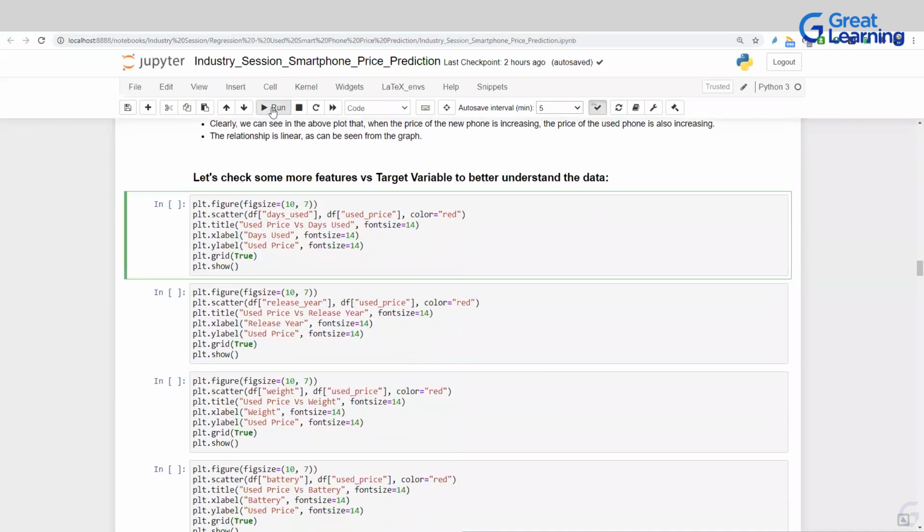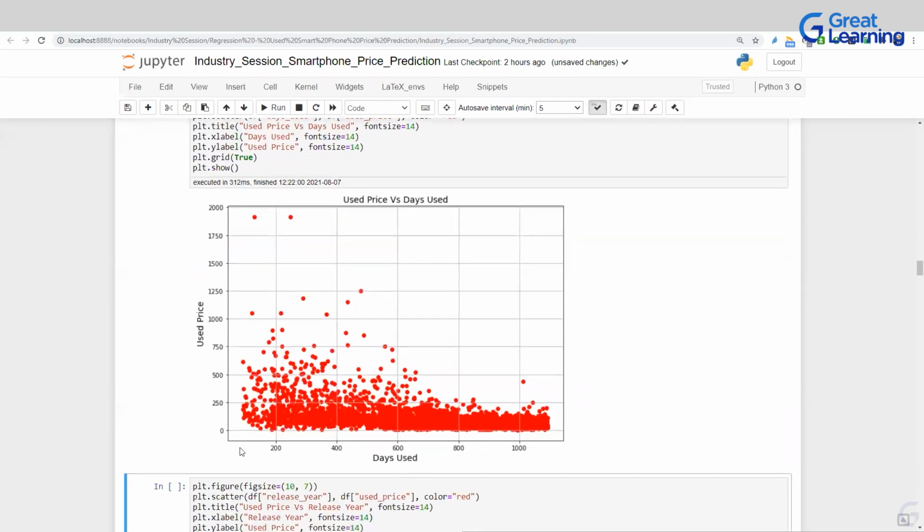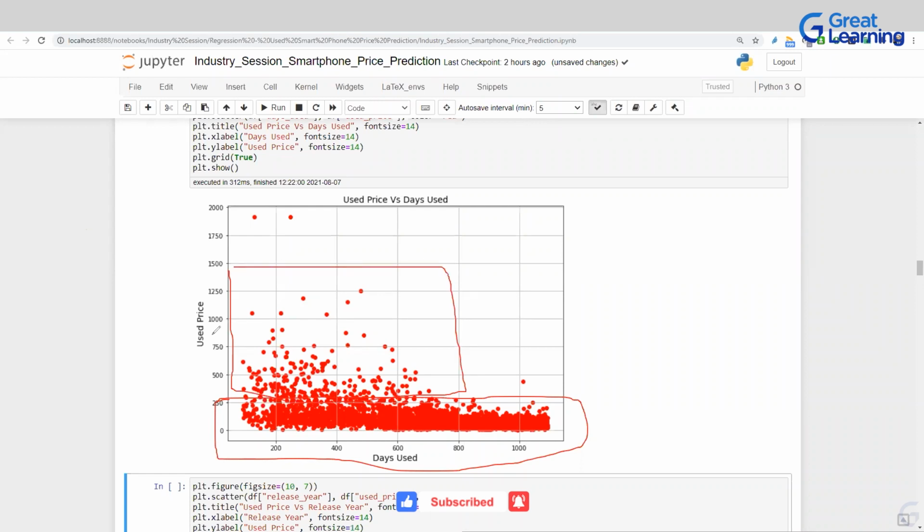Let's go ahead and look at some of the other features. So if we compare the used price with the number of days the phone has been used, we see there is no such relationship, right? There's not much of a relationship within the price bucket of 250, we can say. So this range, if you look at this highlighted range, there's no such relationship. But above 250 euros, there seems to be a bit of positive relationship. If the number of days used is increasing, it seems that some of the prices are increasing, some of the prices are decreasing too. So there seems to be a mixed trend, right?